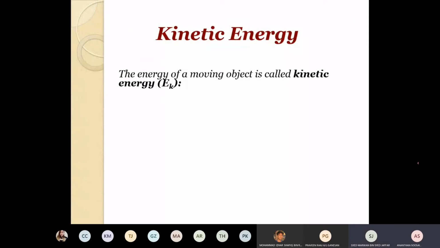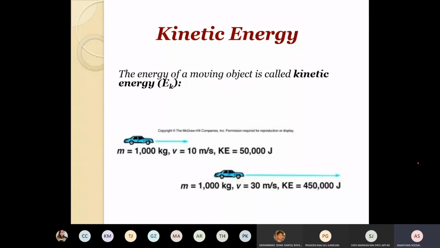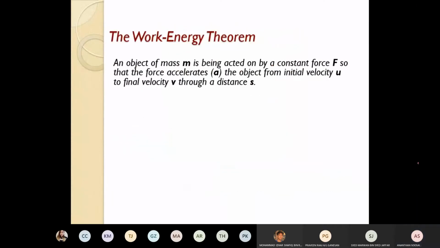Okay. So that's about work. We're done with work already. Now we're going to talk about kinetic energy. We know kinetic energy is a type of energy possessed by a moving object, half mv squared. Ek is half mv squared, mass times speed squared.